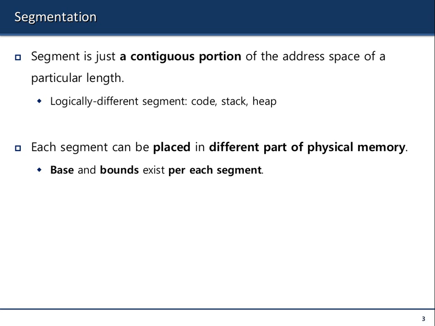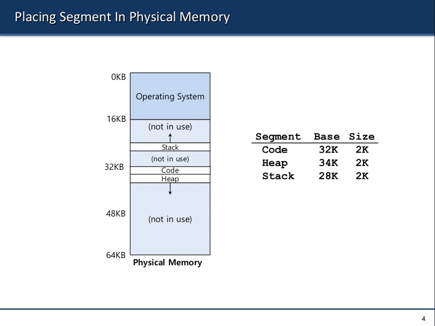Because in the original, since the process is contiguous in the virtual memory address space, it should also be contiguous in the physical memory. So the solution is basically to have different base and bounds for each logical code segment. You did this in the lab, right? When you configure the global descriptor table, you set gate, right? You have to specify the kernel code segment, the kernel data segment, the user code segment, and the user data segment. You have to specify the base and limit in the x86. So this is the idea.